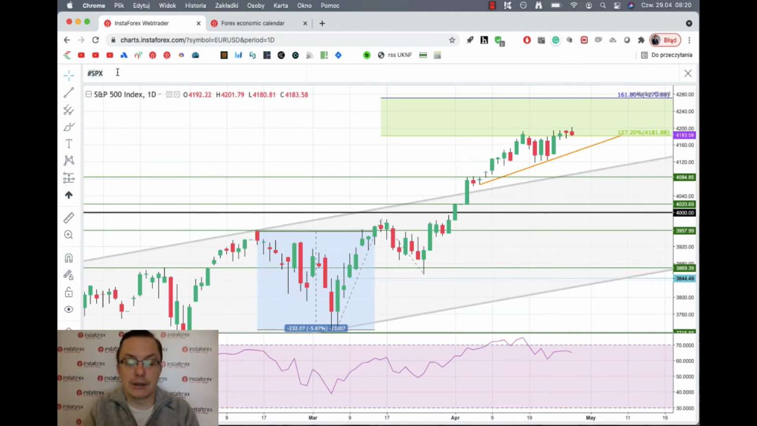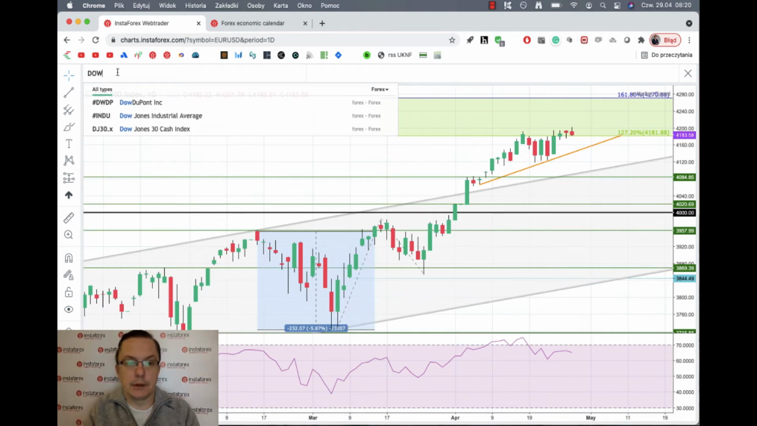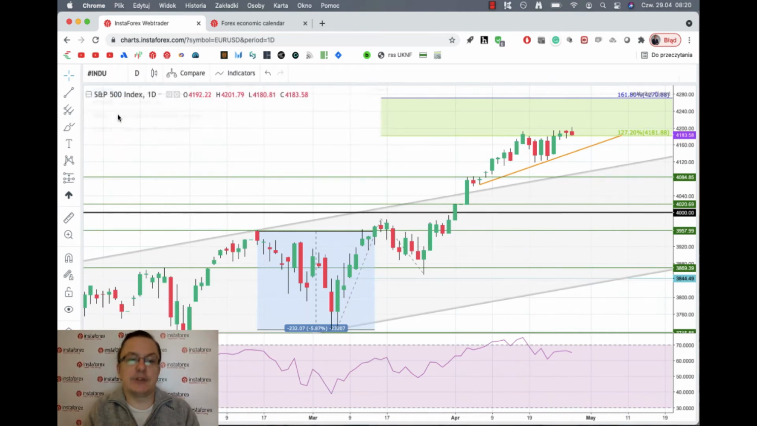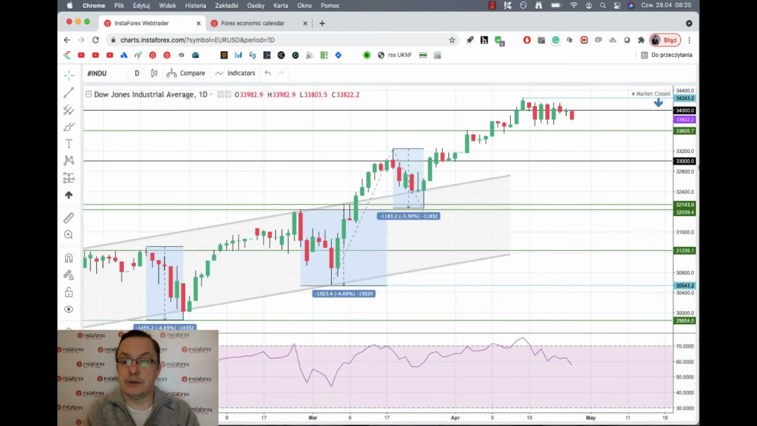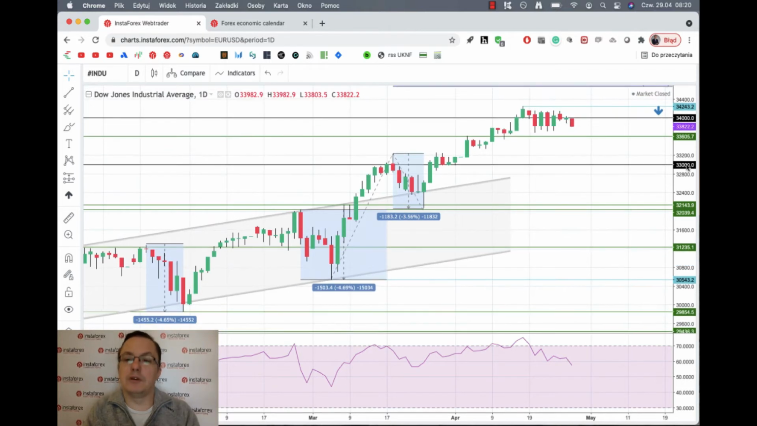What is then going on in the other index, which is the Dow Jones Industrial Average? This is even more interesting.